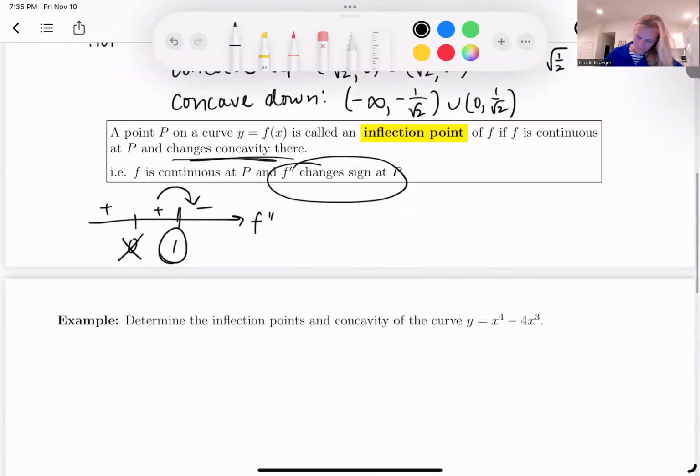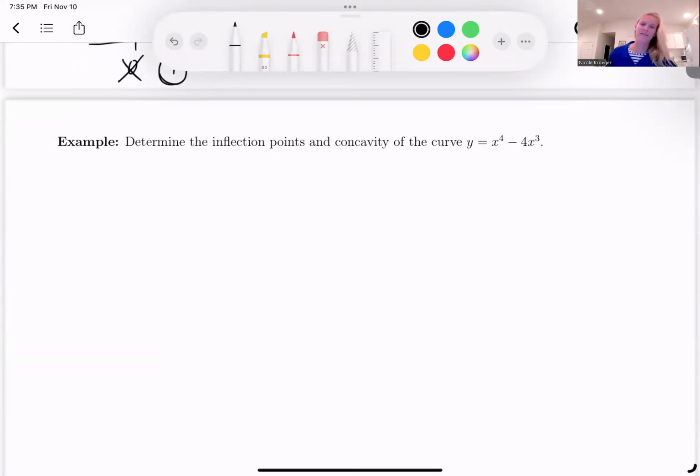Okay, let's try this other one. So we want the inflection points and where this is concave up and concave down. So concavity comes from our second derivative. So let's start finding derivatives.